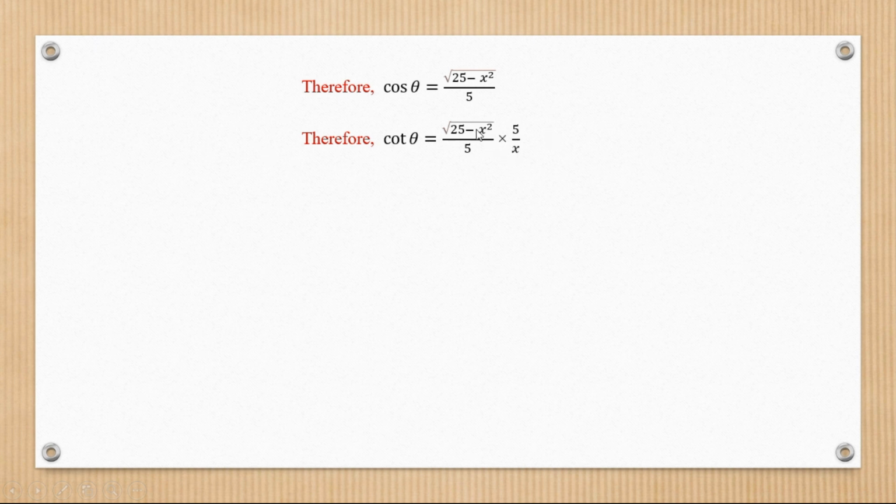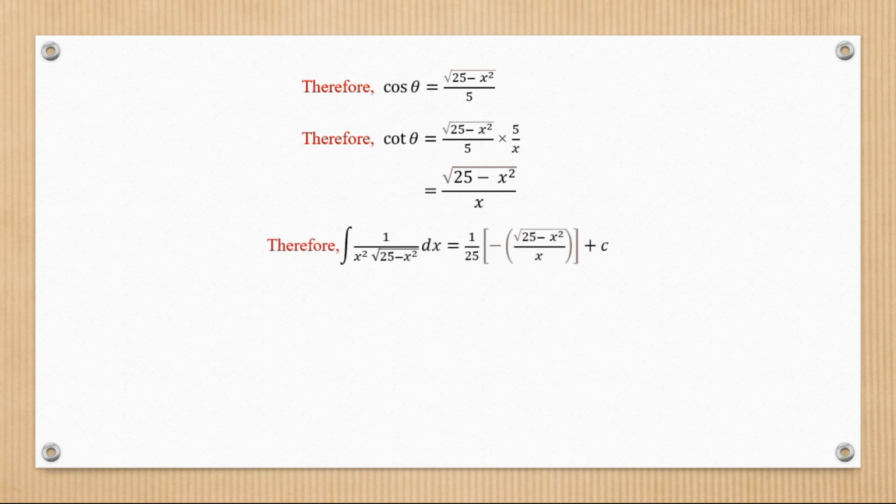So now substituting back for cos theta and sine theta, we can see that cot theta is now going to be root of 25 minus x squared over 5 times 5 over x. Initially it was dividing by x over 5, but when we change this into a multiplication sign, we have 5 over x on the side of sine theta. So now our cot theta is going to be root of 25 minus x squared over x, because this 5 and this 5 cancel. So this is what we end up having.